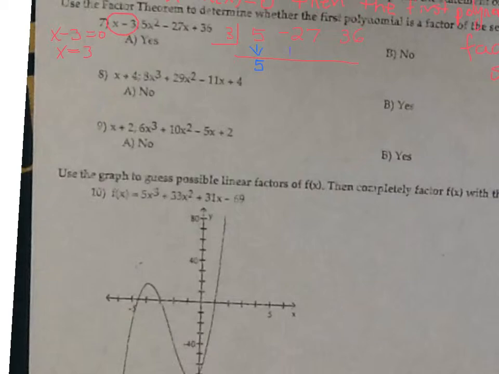5 times 3 is 15. You subtract, and that's negative 12. 3 times negative 12 is negative 36. Negative 36. And when you combine that, that is 0. Yes. So you combine it.